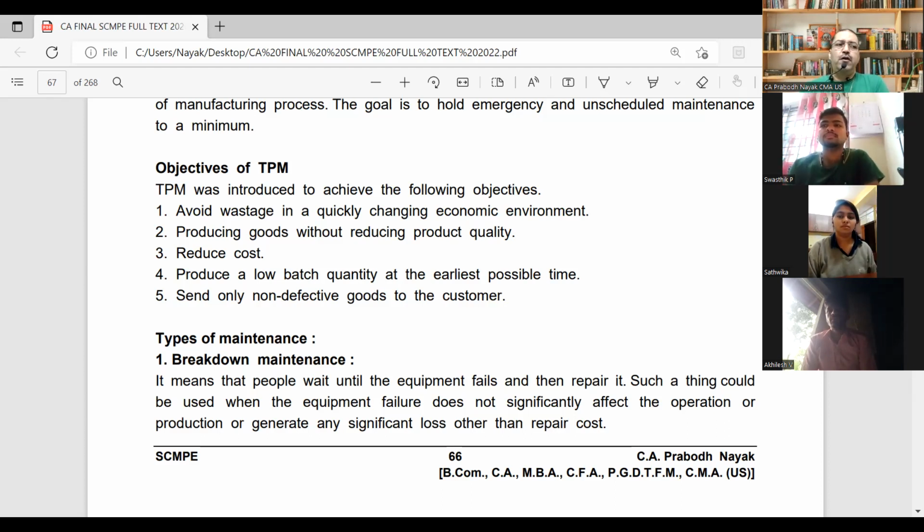Every 6 months you go for servicing of the bike. That is preventive maintenance, and the bike will give you service continuously, non-stop, without any breakdown. So you are taking care before anything happens. You are taking care and ensuring that there is proper maintenance of the machine.